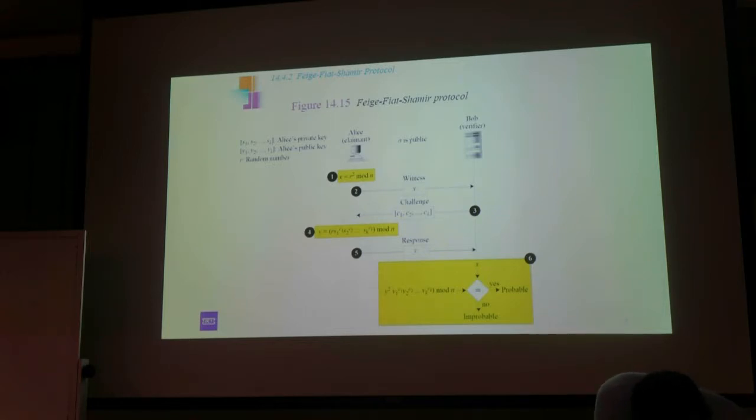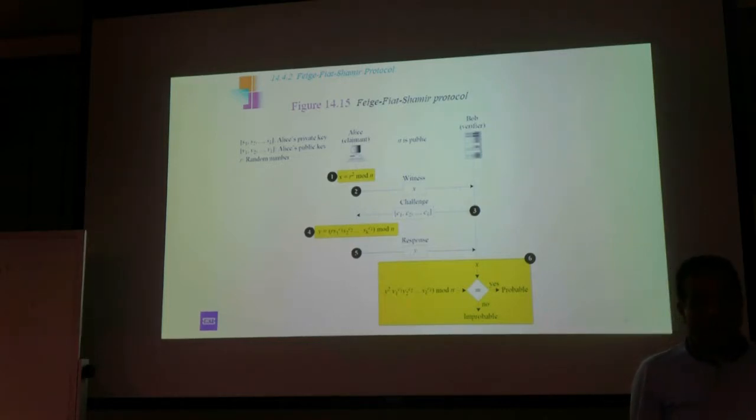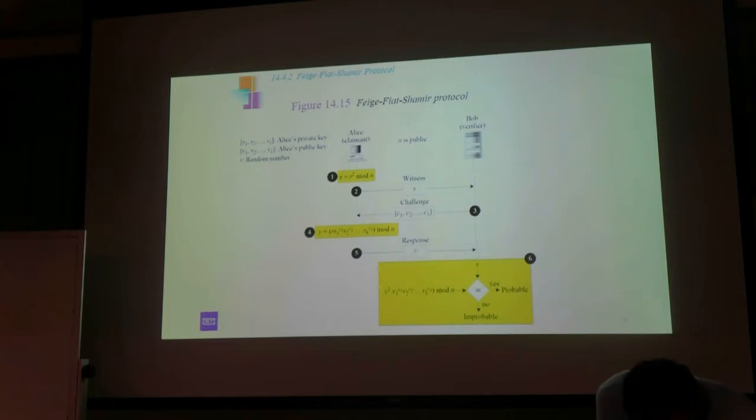Then, Feige and Fiat improved the Fiat-Shamir a little bit. So it's a very similar approach, except that it uses a vector of private keys, not one private key. Multiple keys: a vector of private keys, a vector of public keys, and a vector of challenges. So it can use private keys S1, S2 up to SK, a vector of public keys V1, V2 up to VK, and a vector of challenges C1, C2 up to CK.